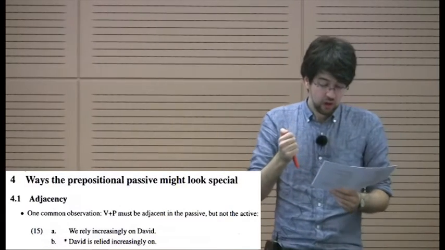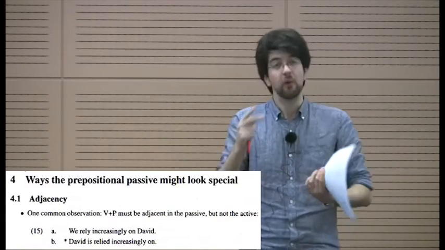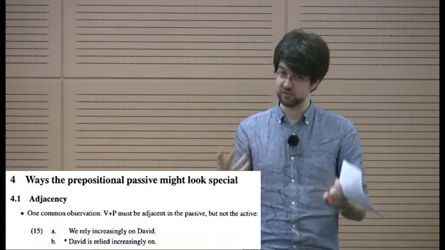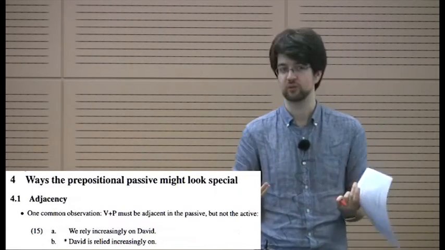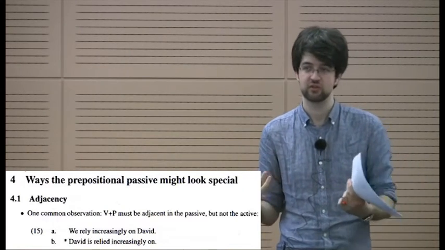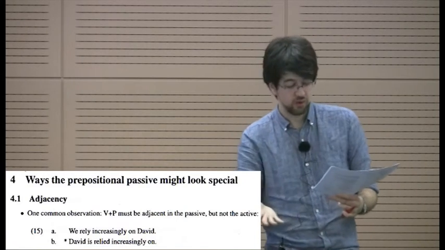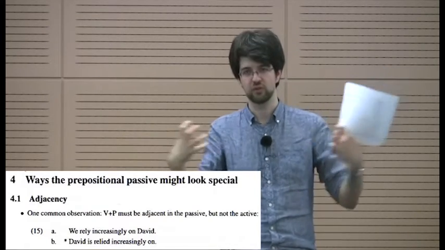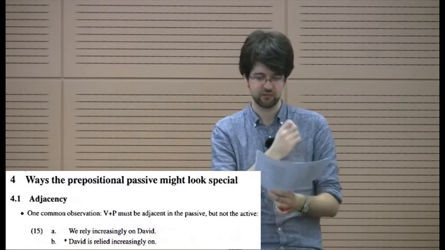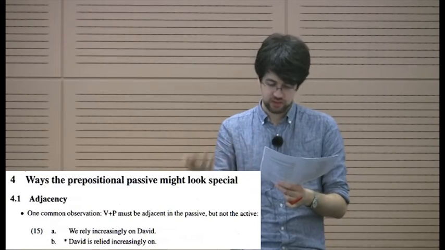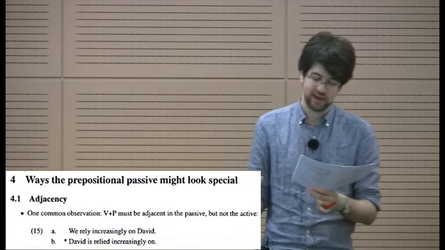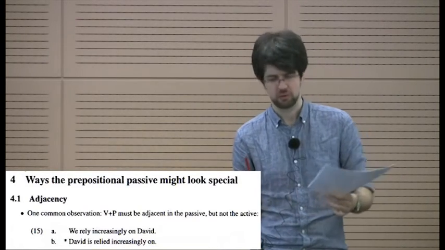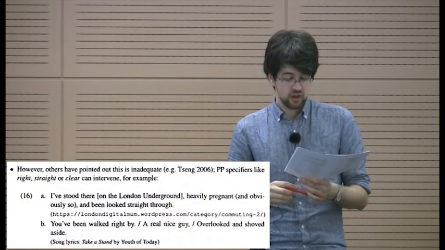Well, one thing that might well be different is that with the prepositional passive, we have a preposition to account for. And so we can ask questions about what's the relationship between this preposition and the verb. One common observation is that the verb and the preposition have to be adjacent, or at least have some kind of closeness that they don't have in the active. So we get contrasts like 15. We rely increasingly on David, that's fine, but David is relied increasingly on is supposed to be pretty bad.